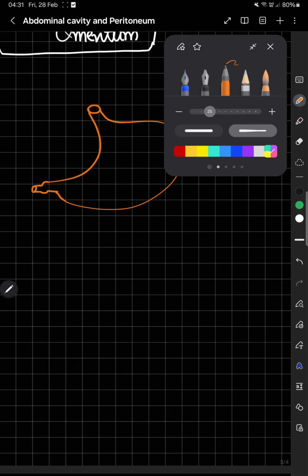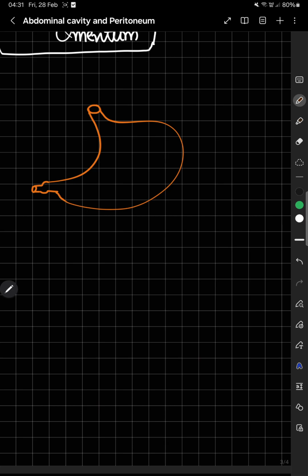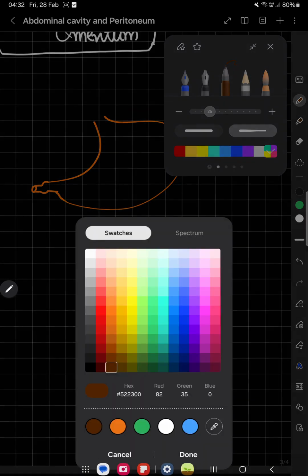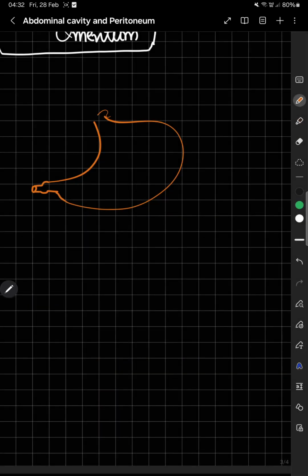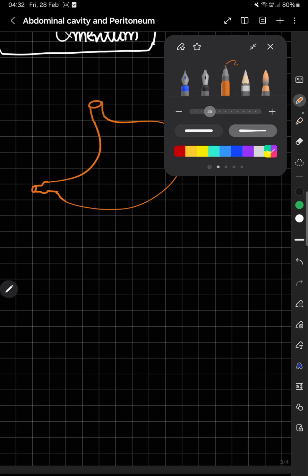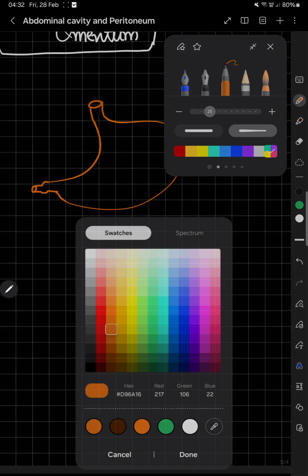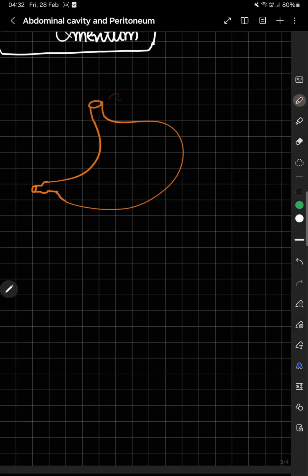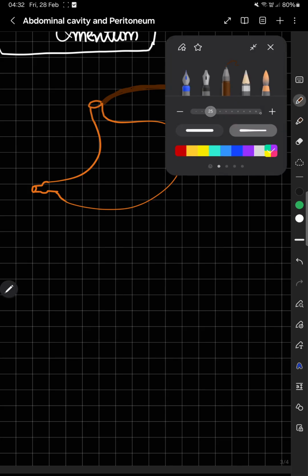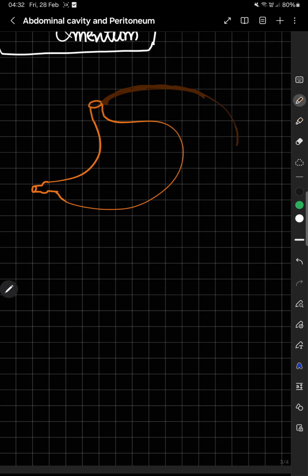And then we'll go for the diaphragm. I think we have to just elongate the stomach a little bit here. Good elongation. Then we'll go for our diaphragm. So here comes our diaphragm. Just giving it a rough marking. Yeah, this is thick enough.